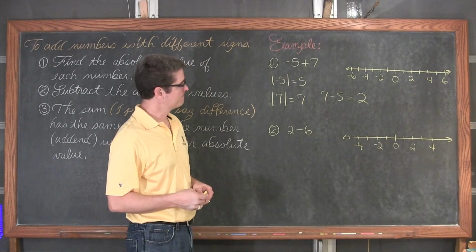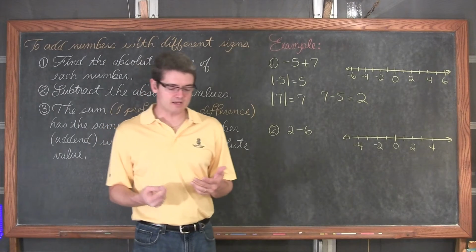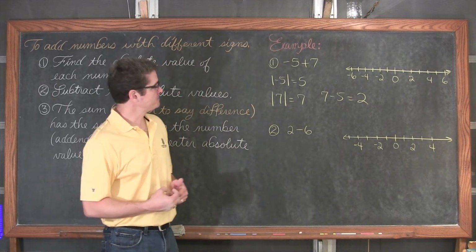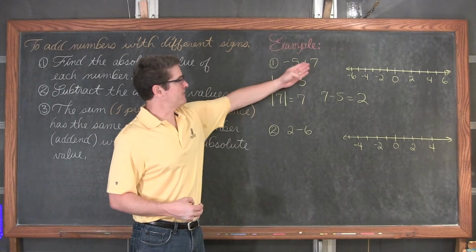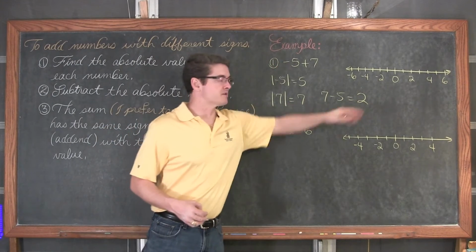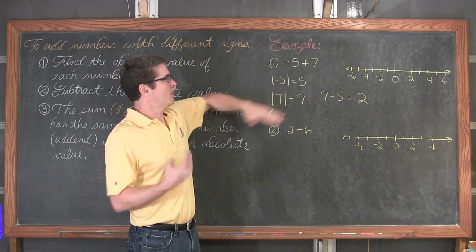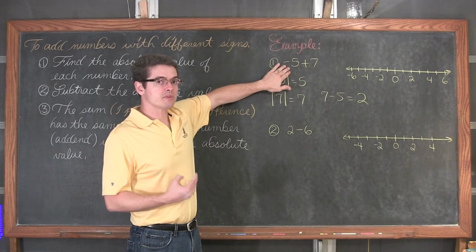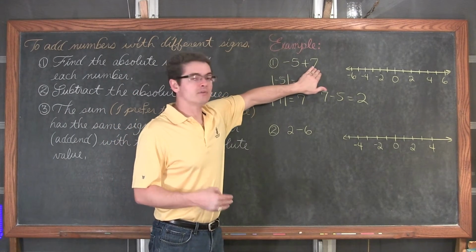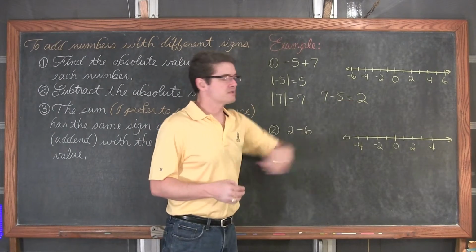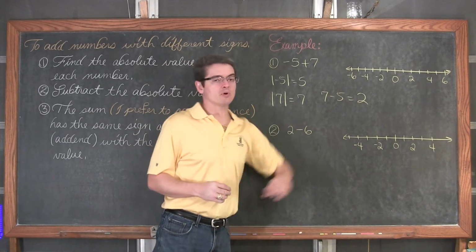Now again, you can think of this as money coming in and out. If you have 7 and you spend 5, you have a positive $2 left over. Or maybe if you owed somebody $5, a negative value, and someone gave you 7 or you earned 7, that would still leave you 2 left over after you paid that person back.